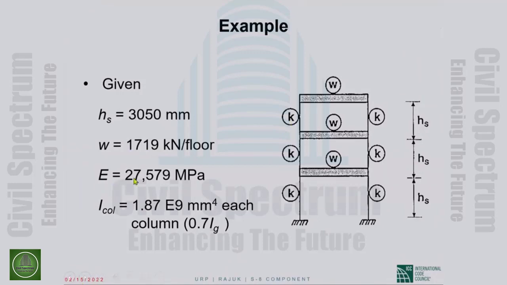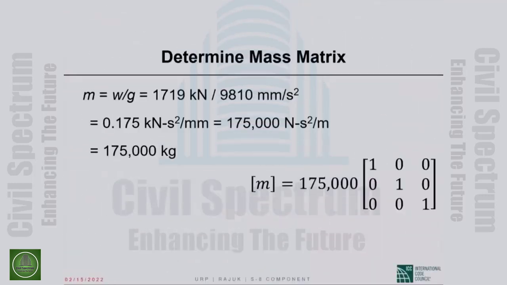The E is 27,579 MPa. That kind of tells you it's a concrete frame. And I of each column is 1.87 e to the power 9 millimeter to the power 4. And that is 70% of I gross. That's how we calculated it. Okay. So H sub s, W, E, and I column. The mass is weight divided by the acceleration due to gravity. Weight is given as 1719 kilonewton. The g is 9810 millimeter per second squared. Anyway, mass comes out to 175,000 kilograms.